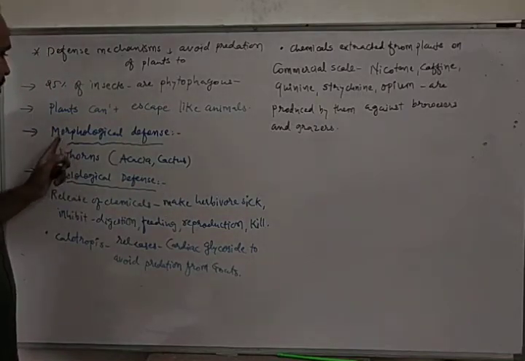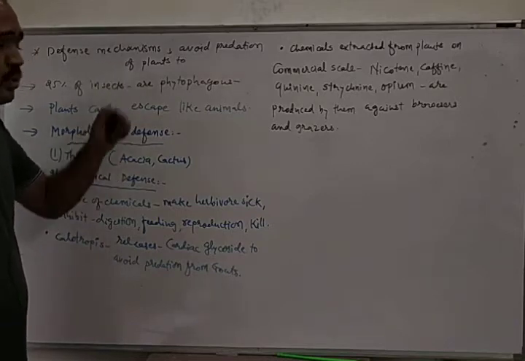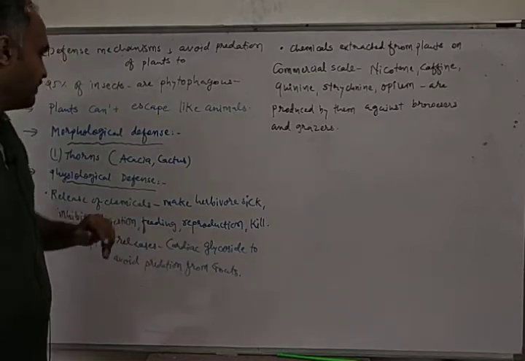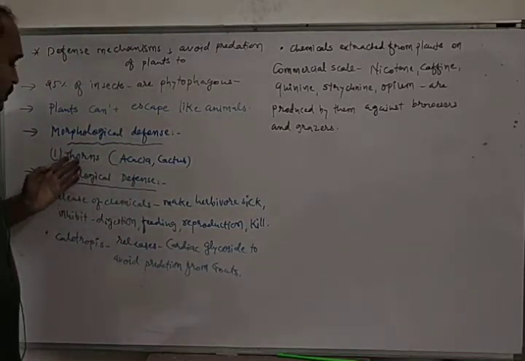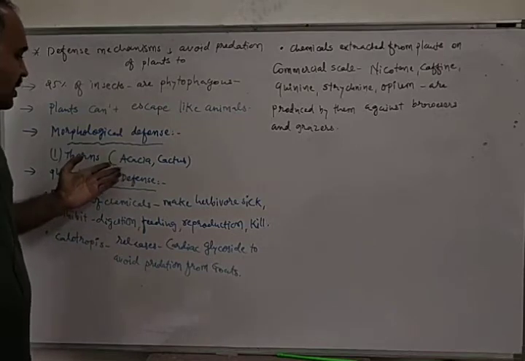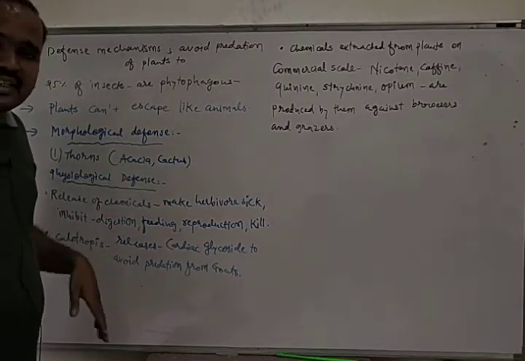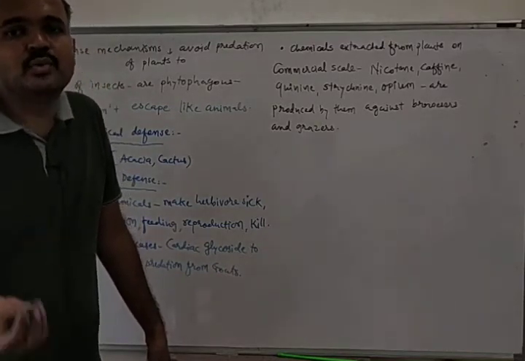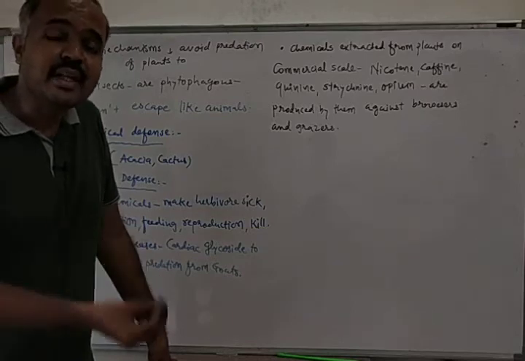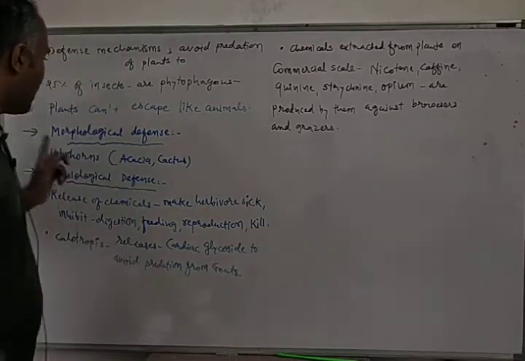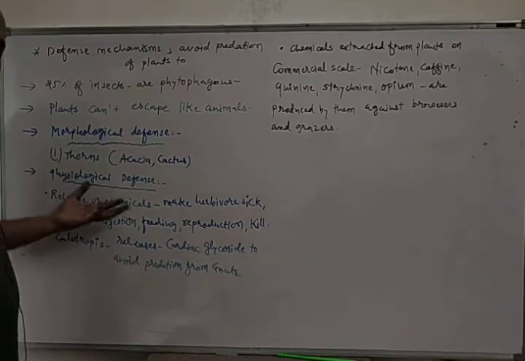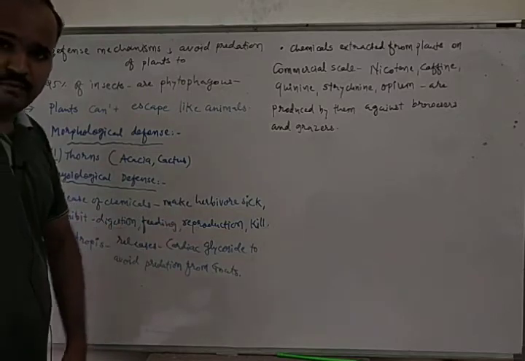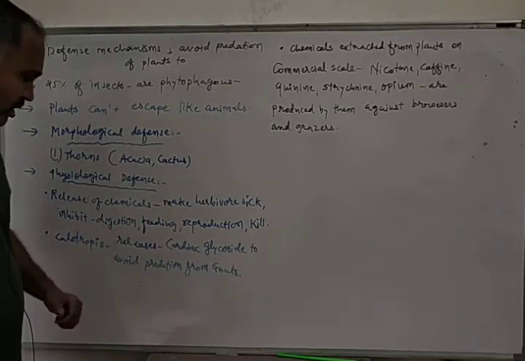Then let's talk about the morphological defense and the physiological defense developed by plants to avoid predation. Morphologically, plants produce thorns to avoid predation, and thorns are developed by acacia and cactus. So thorns are a means of avoiding predation, and this is a morphological defense. Some plants produce chemicals to avoid predation, and this can be called physiological defense.